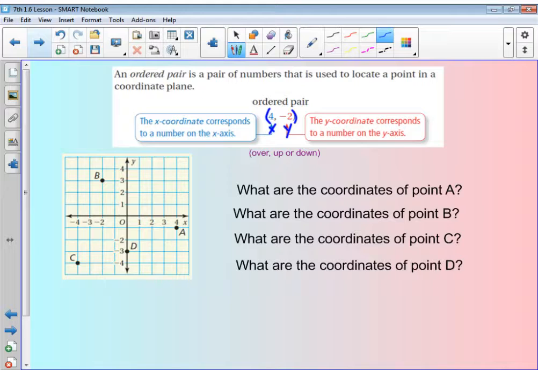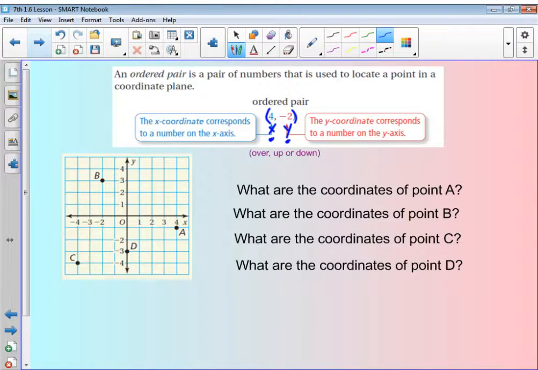And the way that I tend to look at these is I always think, I'm going to go over to what number, which is my first number stated, my x, and then I'm going to go up or down to the y, or the second number stated. Okay? So when we look at the first question, it says, what are the coordinates of point A?